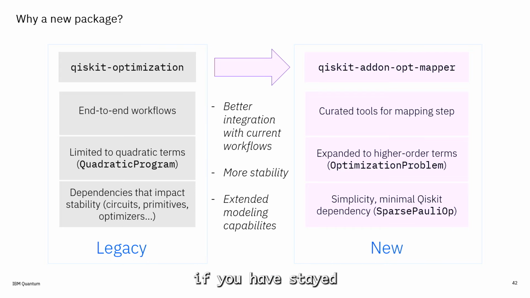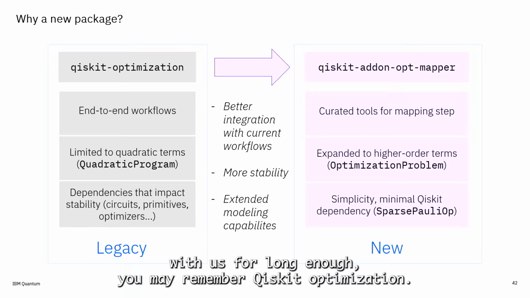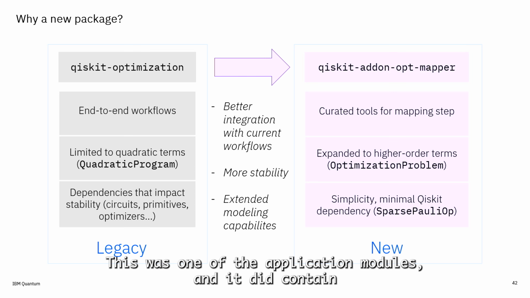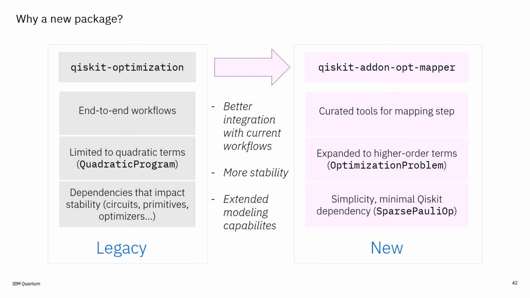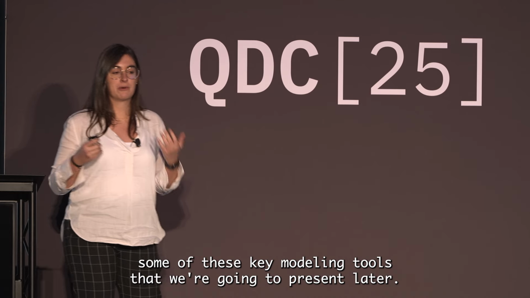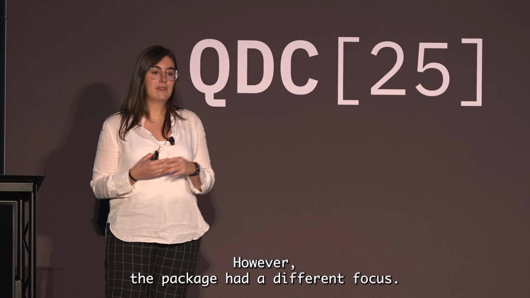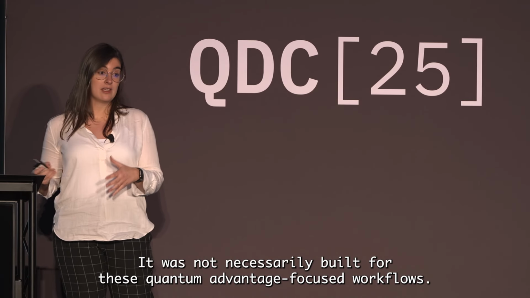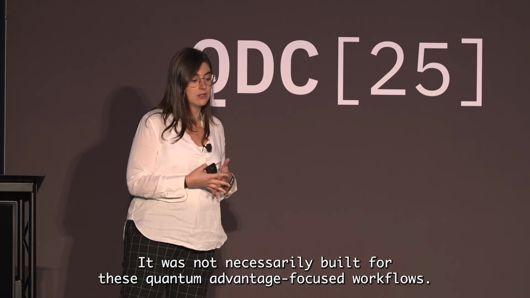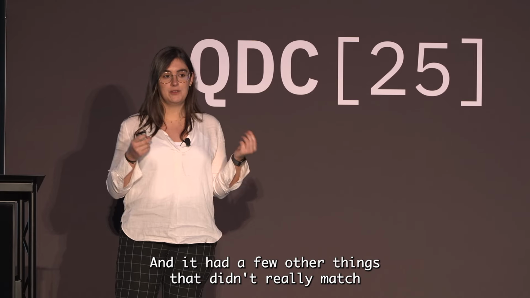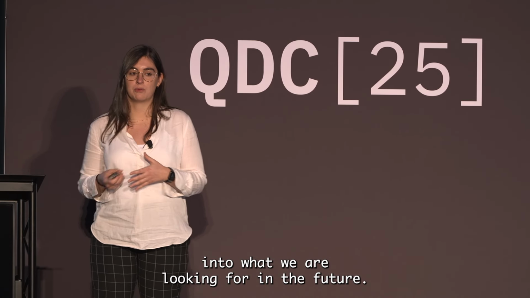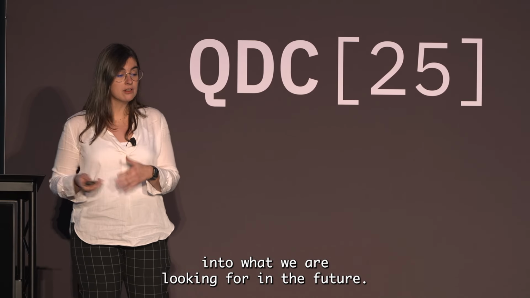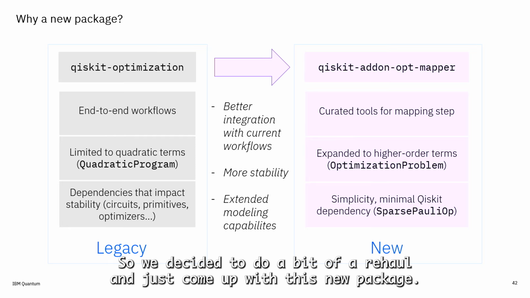In fact, if you have stayed with us for long enough, you may remember Qiskit Optimization. This was one of the application modules, and it did contain some of these key modeling tools that we're going to present later. However, the package had a different focus. It was not necessarily built for these quantum advantage-focused workflows, and it had a few other things that didn't really match what we are looking for in the future. So we decided to do a bit of a revamp and just come up with this new package.